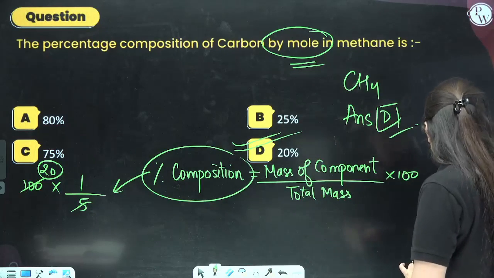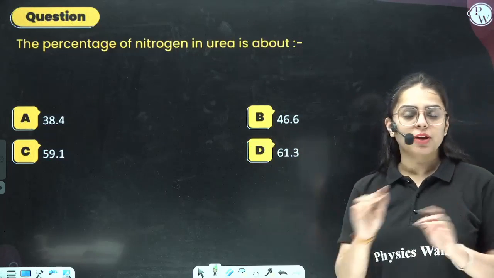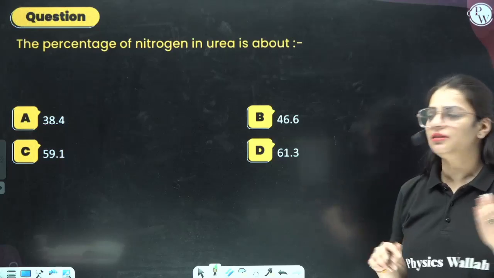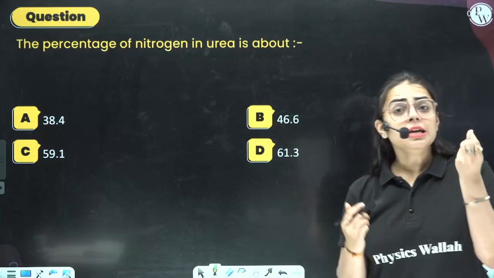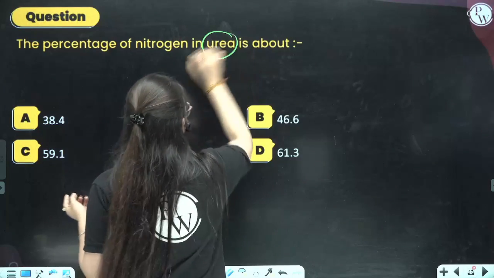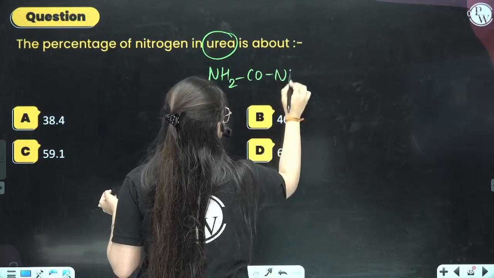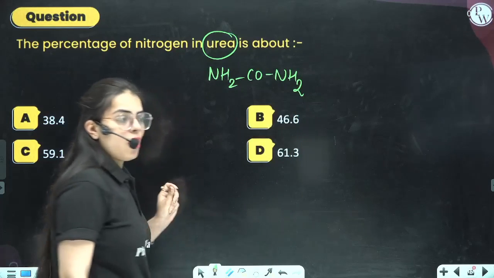Now, let us see the next question. The percentage of nitrogen in urea. Now they have not told you by mole or anything. That means directly you have to apply the mass over there, right? So now basically, what is the formula of urea? It is NH2CONH2. Okay, this is the formula of urea.